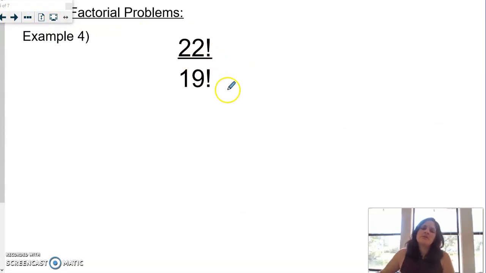Okay, here's another example with division. This one's kind of neat. If you don't have a factorial button for this and you tried to do 22 times 21 times 20, that would take a while. And then you'd have to do the 19 factorial separately, then divide. That's what this is saying to do. Find 22 factorial, find 19 factorial, and then divide them.